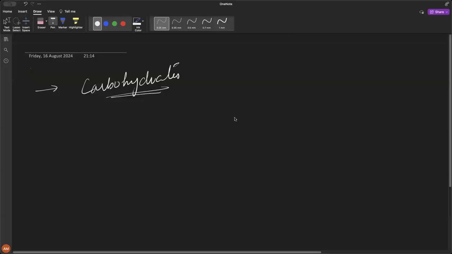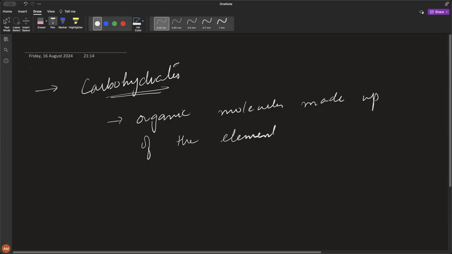Carbohydrates. Carbohydrates are organic molecules made up of the elements hydrogen, carbon, and oxygen.